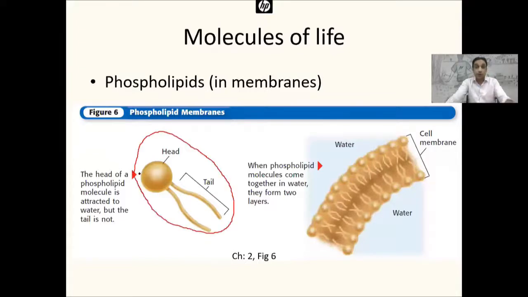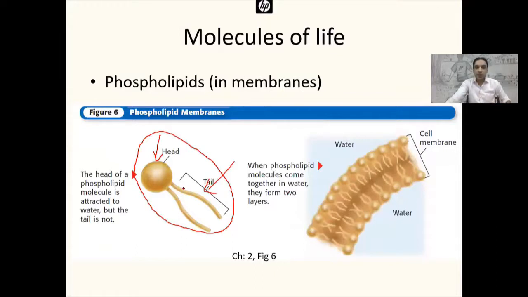There are different types of lipids. One of the lipids is called phospholipid. It is made up of a long organic chain, which is non-polar, and one head or polar side, which is polar in nature. So that means this side can be dissolved in water, and this side cannot be dissolved in water. It can only dissolve in a non-polar solvent.